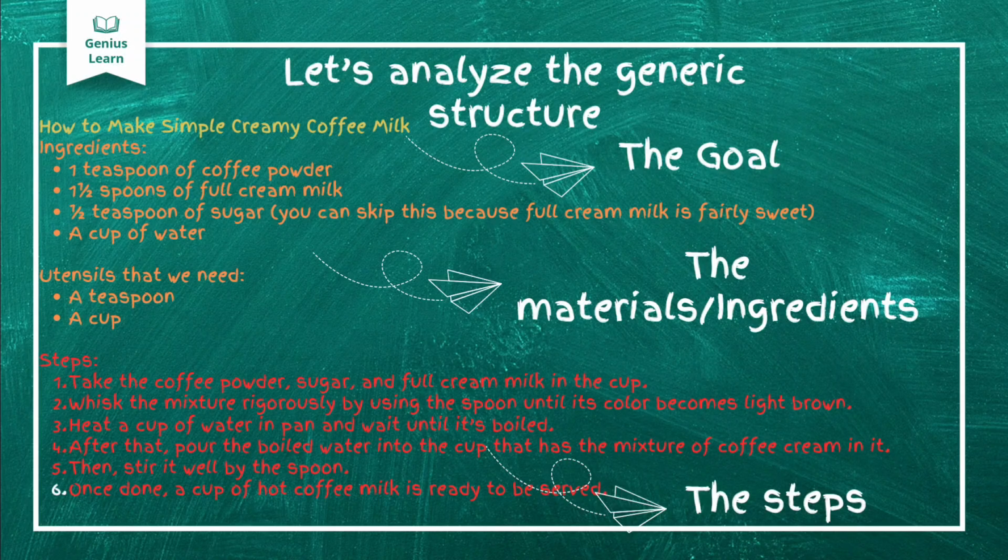And also there is the step. The step is written at the bottom of the procedure text. As you can see here, there are steps like take the coffee powder, sugar and full cream milk into the cup, up until once that a cup of hot coffee milk is ready to be served. That is called the step in a procedure text.